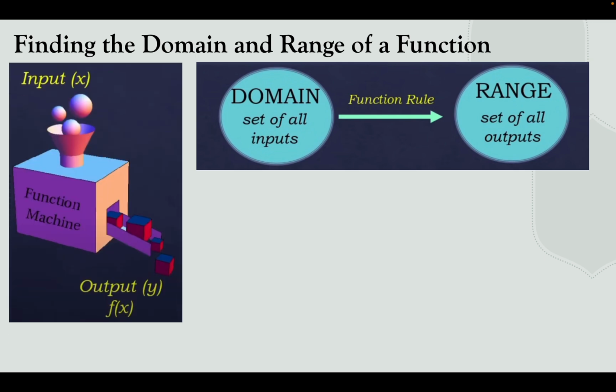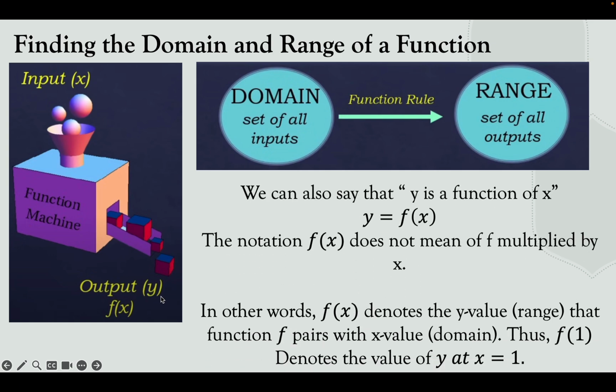Just like a function machine, when you input an x, the function machine is the function rule, and then the result will be the output, or the y, or the f of x. We can also say that y is a function of x, which is y equals f of x. The notation f of x does not mean that we need to multiply f by x. In other words, f of x denotes the y value, so y is the same as f of x.